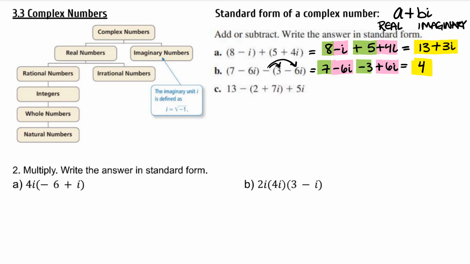In part C, I have subtraction, so let's distribute so we can remove the parentheses. Combine the real parts and the imaginary parts to get 11 minus 2i.